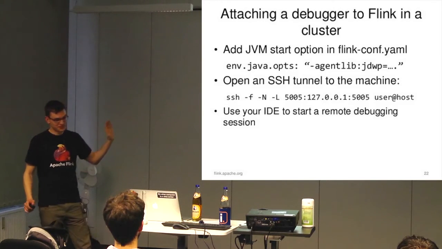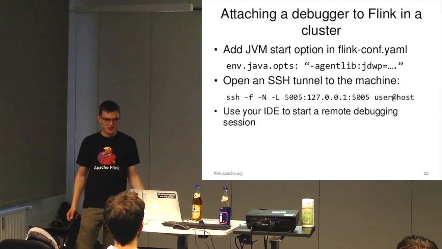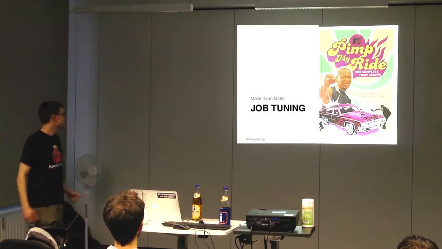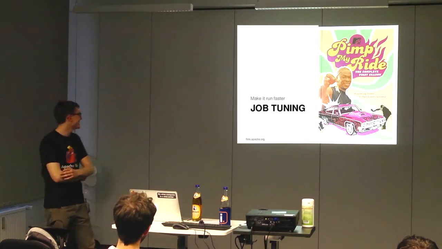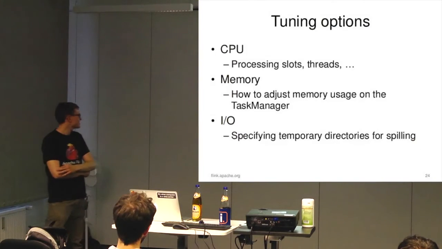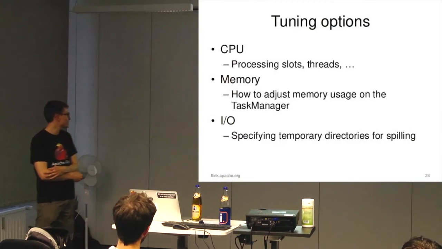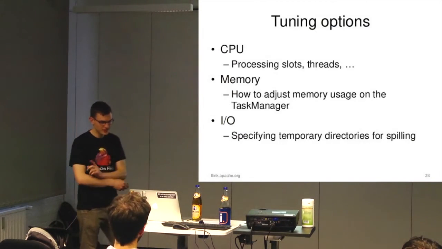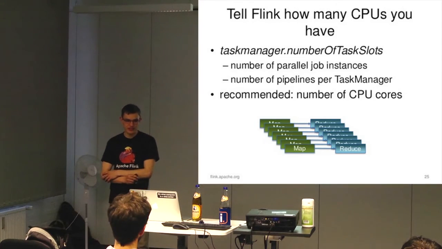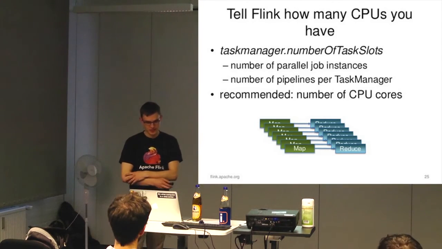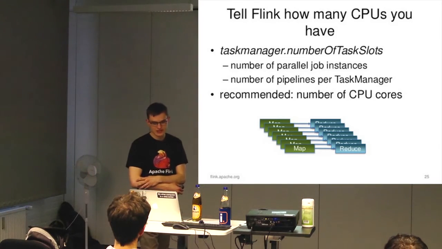All right, so with this, I hope that your stuff is finally working on the cluster. And what you want to do now is tune it. So we bring it to West Coast Customs and get a fancy car. So there are different tuning options. There's the CPU, there's memory, and then there's I/O, but only disk I/O in this talk. And the first thing that you need to do is tell Flink how many CPUs you have in your system. So there's a configuration value called taskmanager.numberOfTaskSlots.